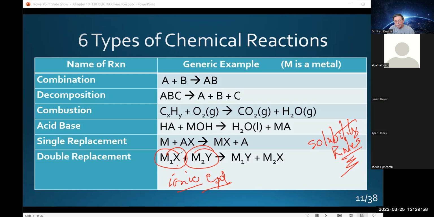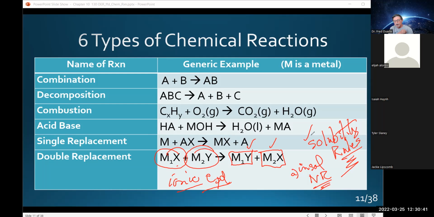So M1X now becomes M1Y, okay? And M2Y now becomes M2X, okay? So you just simply exchange the partners. They're ions, they're interacting with each other, and just by chance, the new partnership comes together. And now, what determines if there's any reaction here is the solubility rules. If both of the new products are insoluble, okay, you get NR, no reaction, because they're still in solution, nothing's happening.